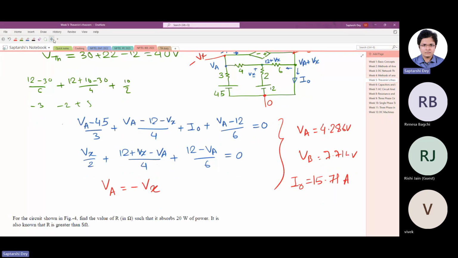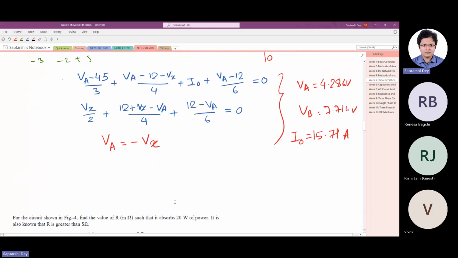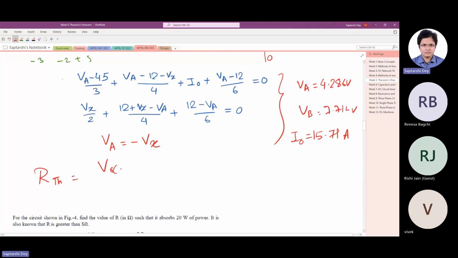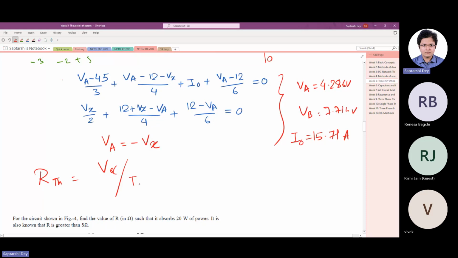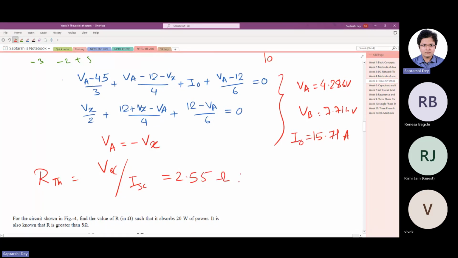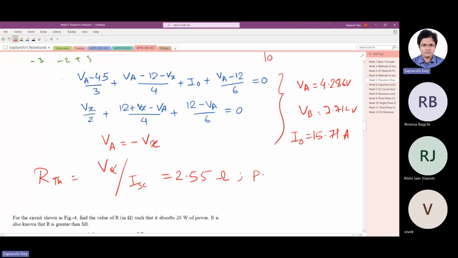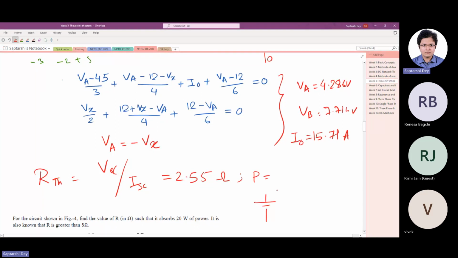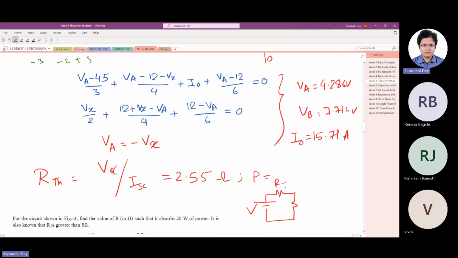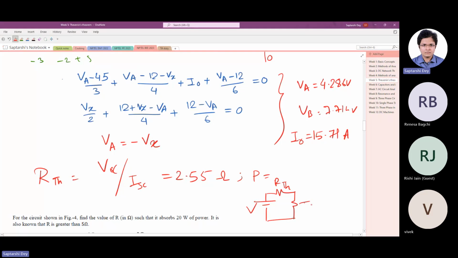Now once you have the short circuit current, you can find out the Thevenin resistance, which is the open circuit voltage by short circuit current, which as we said would come out as 2.55 ohm. And the power you can find out. Now you have two resistances, so the circuit now that you have is like this: V, RTH, and you have to equate this also with RTH.